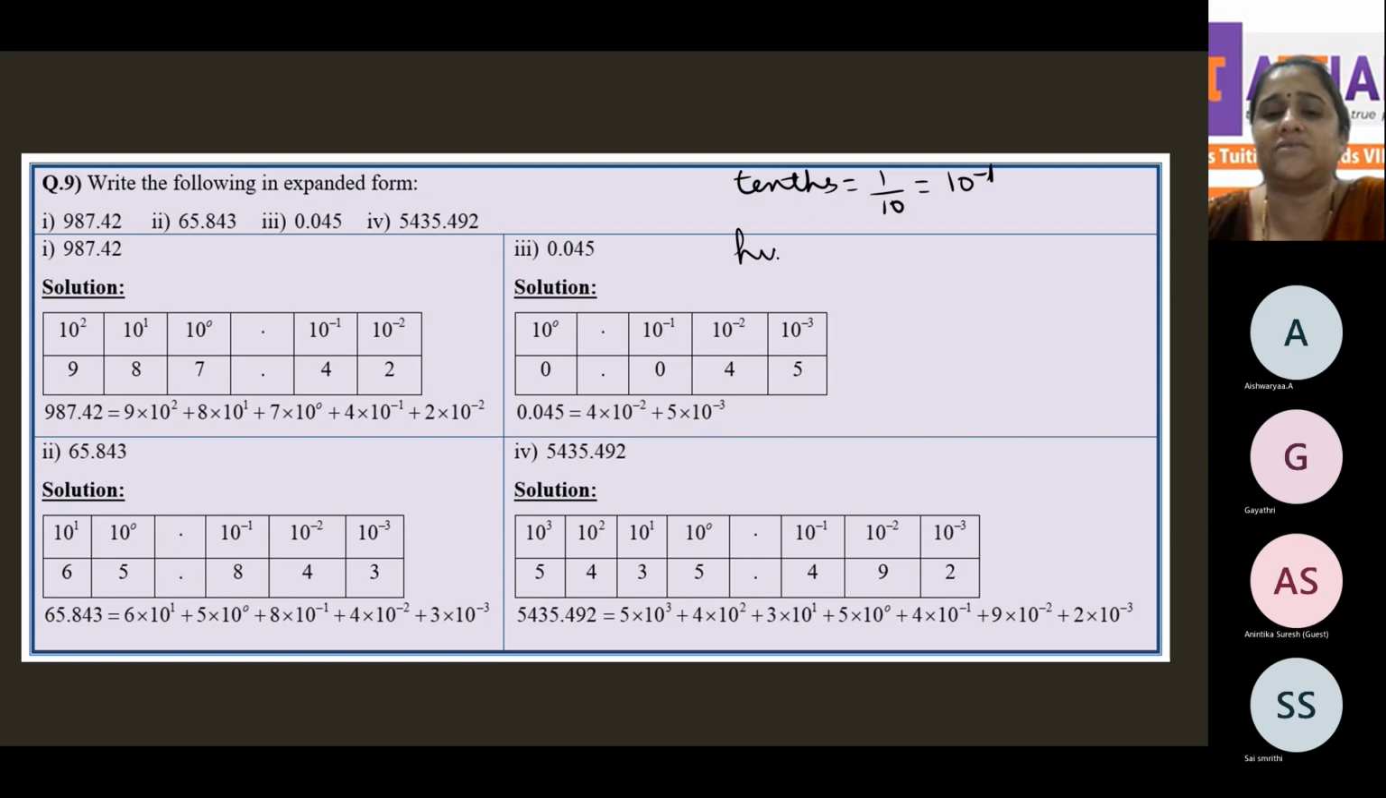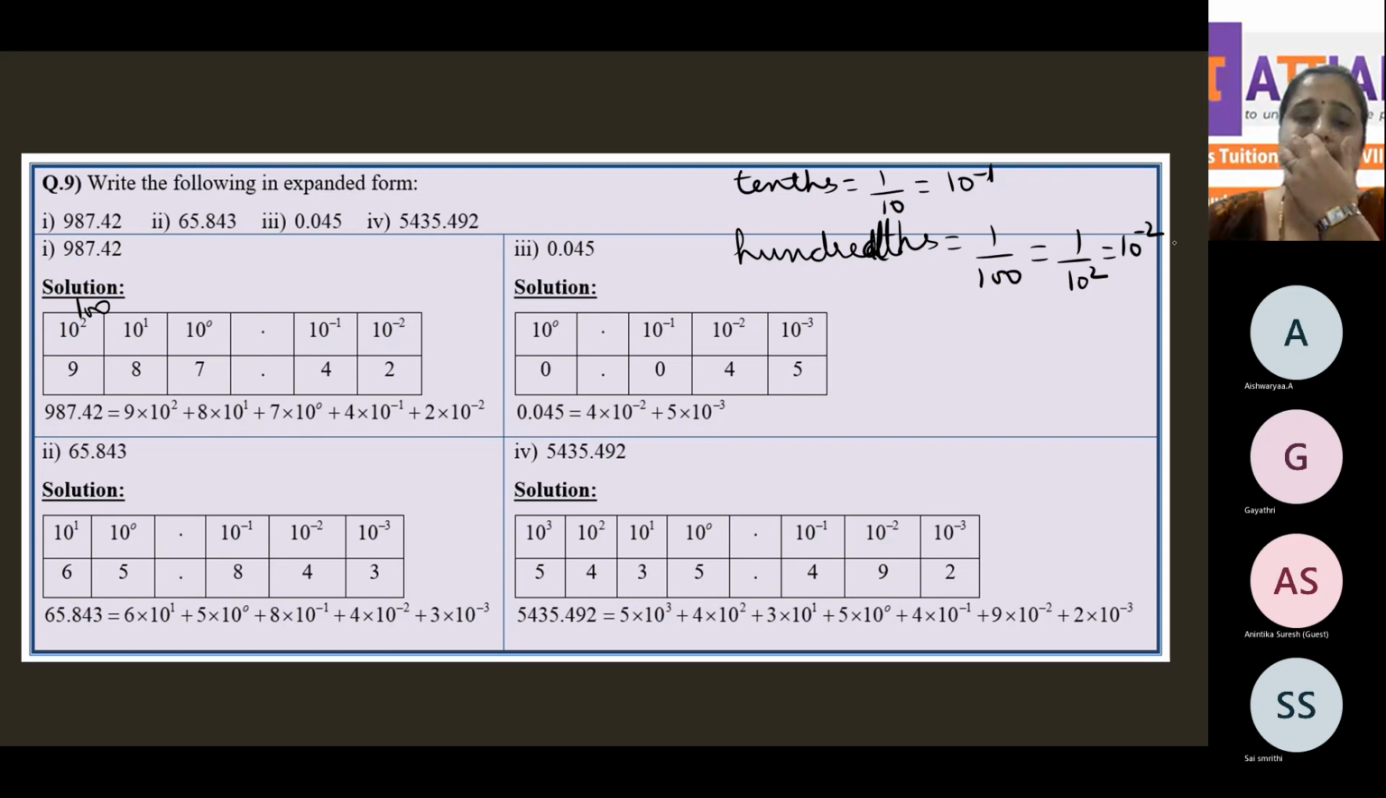The next one is hundredths. Write 100 and add THs, which is nothing but 1 by 100. This is not just 100, this is 1 by 100, or 1 by 10 square, or 10 to the power minus 2.